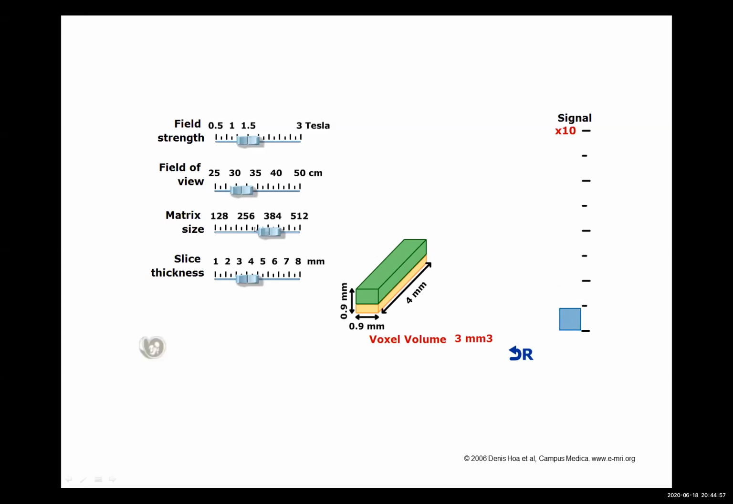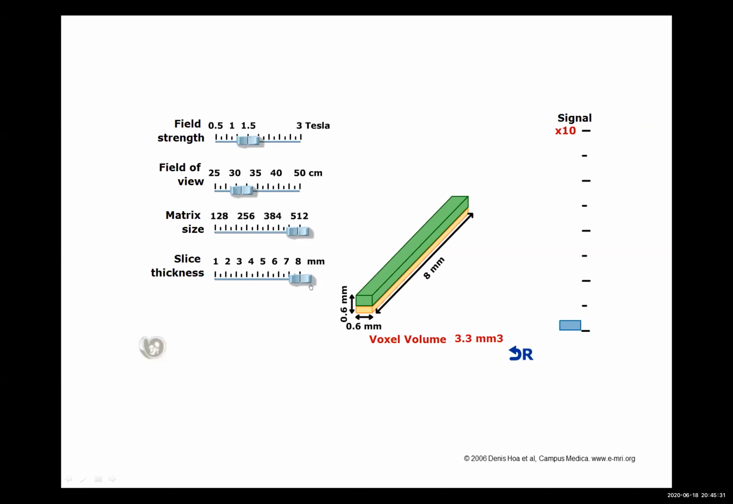Matrix size. Matrix size means within the same field of view. Let's say I have a fixed field of view. If I increase the matrix size, and instead of 256 by 256, I make it 512 by 512, this means the number of pixels within the field of view will be more, and the voxel size will be smaller, and accordingly fewer protons and less signal to noise ratio. Slice thickness, as I said: the smaller the slice thickness, the fewer protons and the less signal to noise ratio.